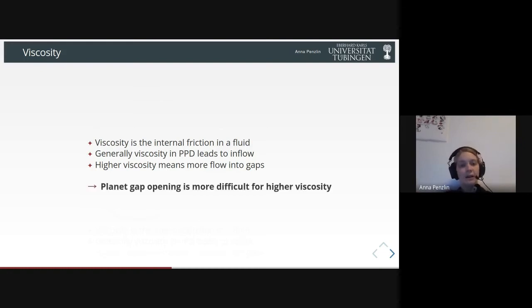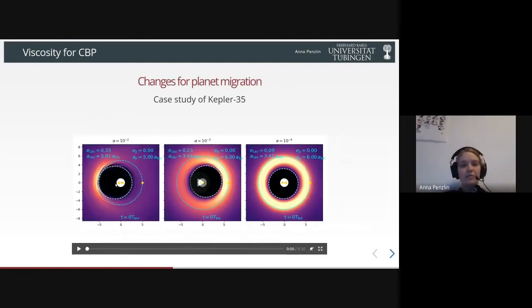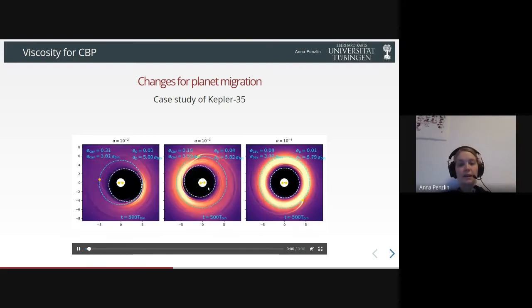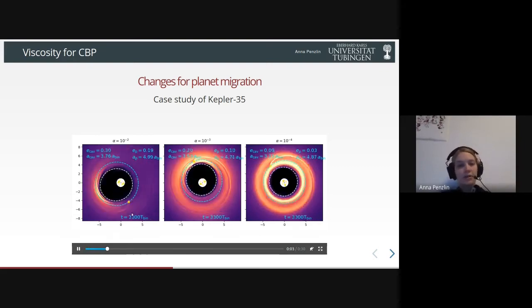So what does that lead to for a planet? You have seen this picture before. These are the disks that we have already simulated for different viscosities. Here we have a very high viscosity, and here we have a very low viscosity. Now, with these disks, we also add a planet each time. And as I explained, if you have a high viscosity, it's harder to form a gap. If you have a low viscosity, it should be easier to form a gap. And this is what you will now see.